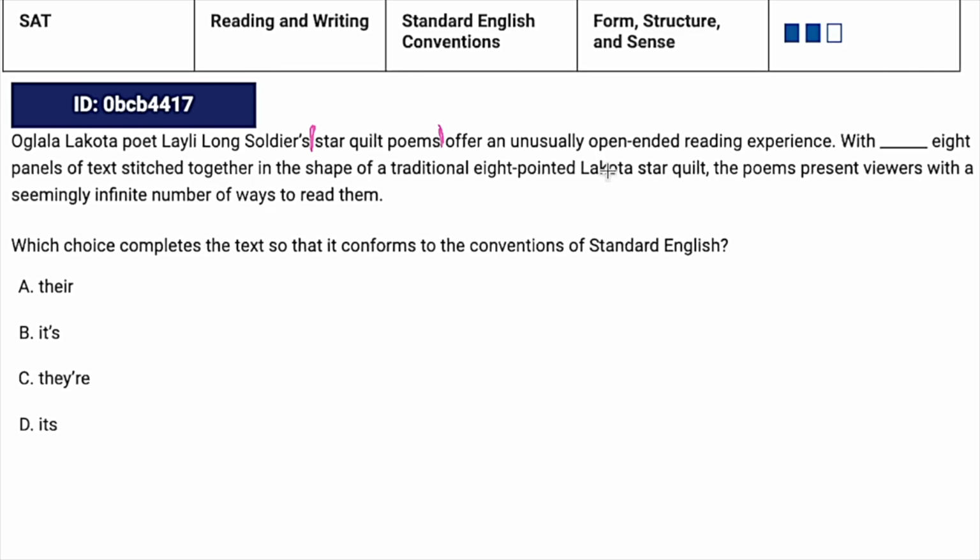"Offer an unusually open-ended reading experience with their 8 panels of text stitched together." I don't care about the rest. It is referring to those poems, which is plural, which is why I said "their" out loud. So we know it's not B, we know it's not D. Is it possessive or is it "they are"? With "they are 8 panels," reading it out loud makes it pretty clear. It has to be possessive. And yeah, they do possess these panels, these panels are a part of them.